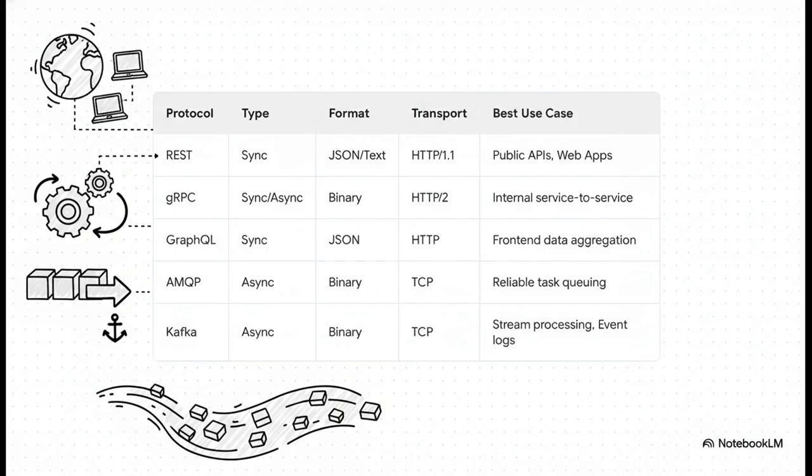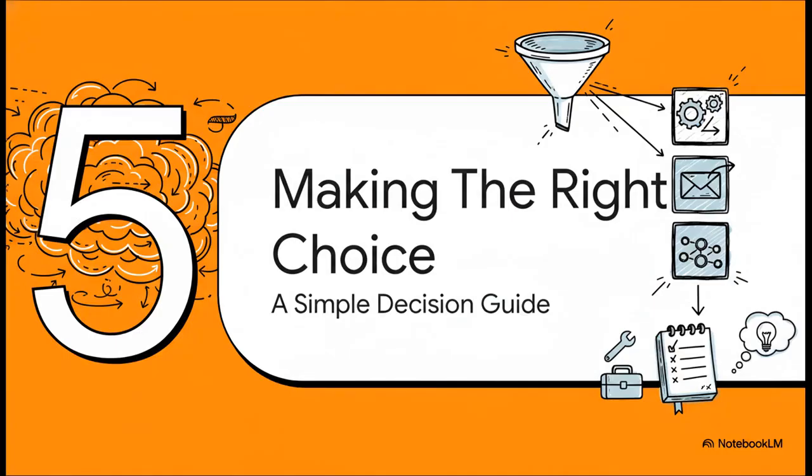You can really see that split between the synchronous request-response protocols like REST and gRPC and the asynchronous event-driven ones like AMQP and Kafka. And notice the trade-offs, right? The synchronous protocols often use familiar HTTP, while the async ones rely on lower-level TCP for better performance and reliability. It just becomes crystal clear that there's no single best protocol, only the best protocol for the specific task at hand. And that brings us to part 5, making the right choice.